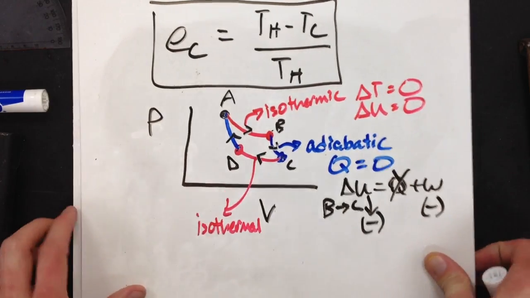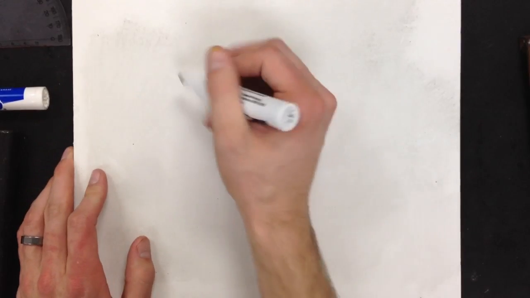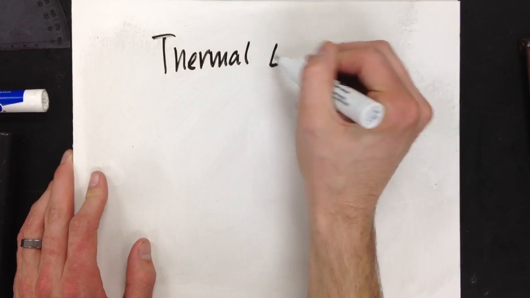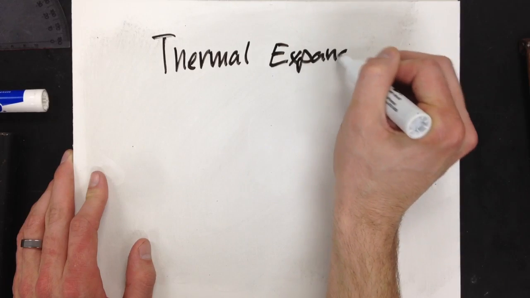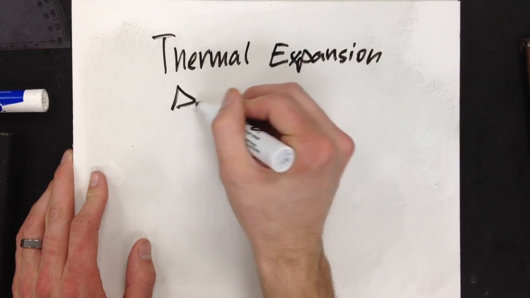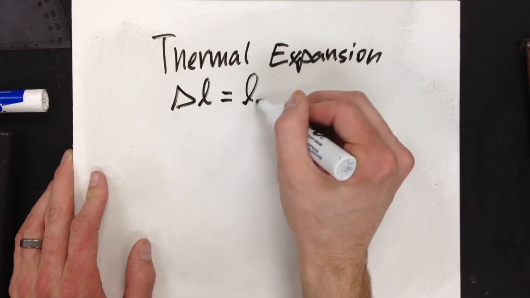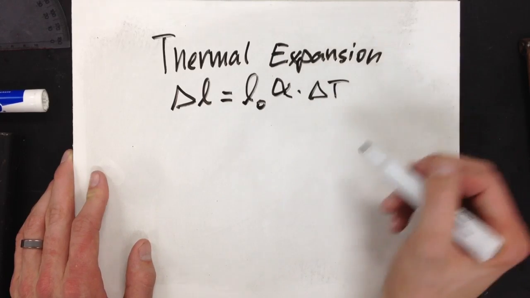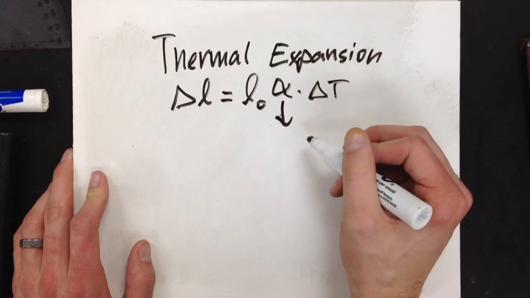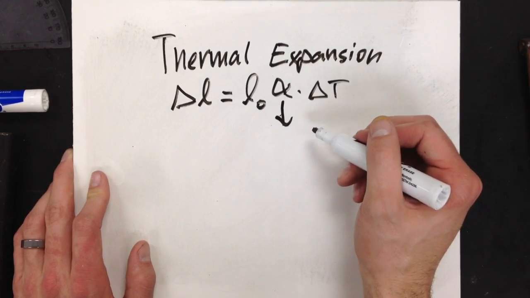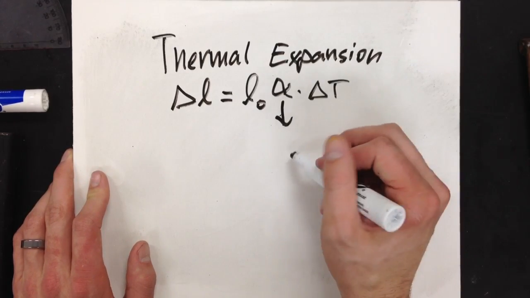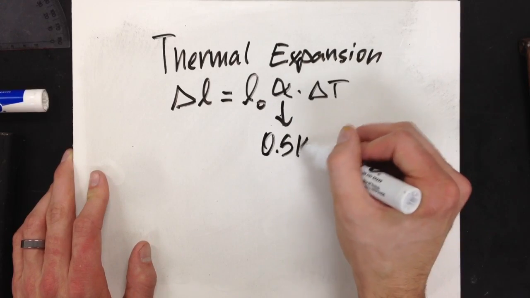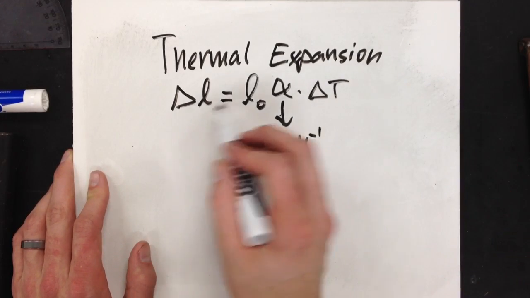Okay, now let's talk about thermal expansion. With thermal expansion, the change in length is given to you as the original length times alpha times the change in temperature. This alpha is the linear expansion coefficient. And let's just say for a given material, it's 0.5, the units on it are Kelvin to the -1, because the units I need are meters.